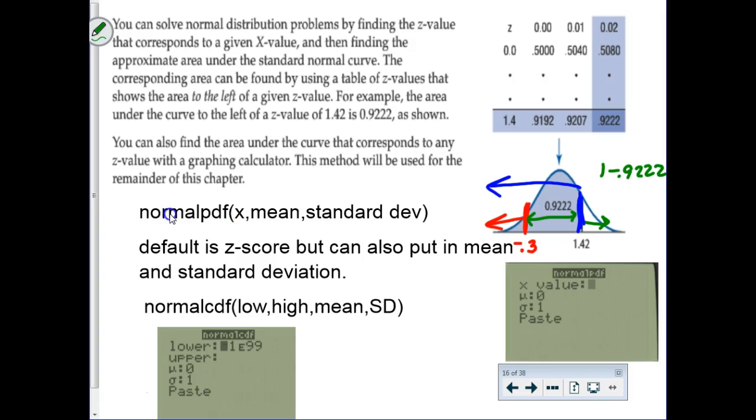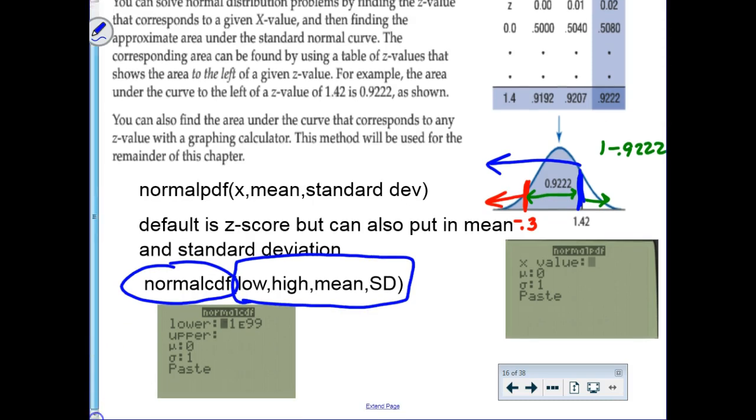So let's talk about this. On the normal PDF, we are not going to be doing the normal PDF because that's just a single data value. We're going to be using the normal CDF. And this is the order. If you have an older calculator, you're going to want to jot that down. That's the order in which you're going to type everything. If you're using a newer calculator, you don't have to remember anything, which is kind of fabulous. It's going to ask you exactly what the things are.